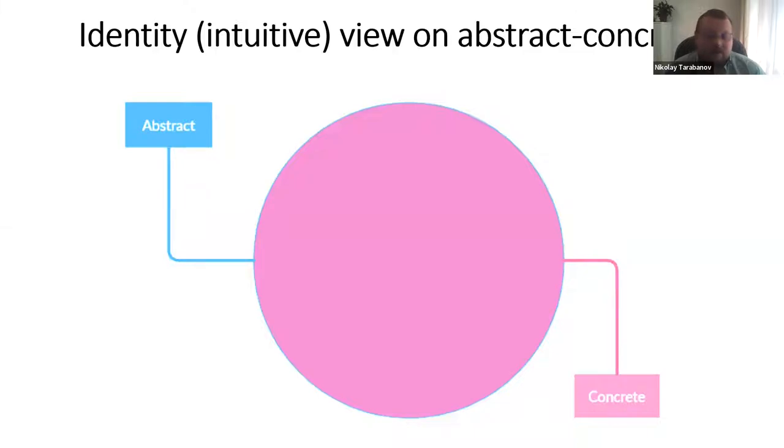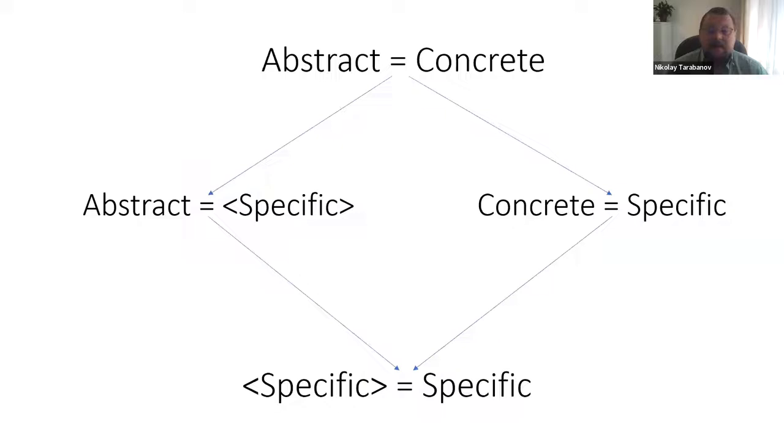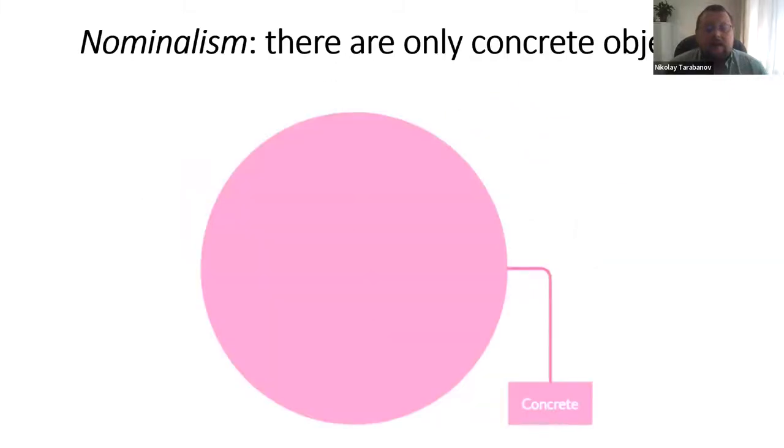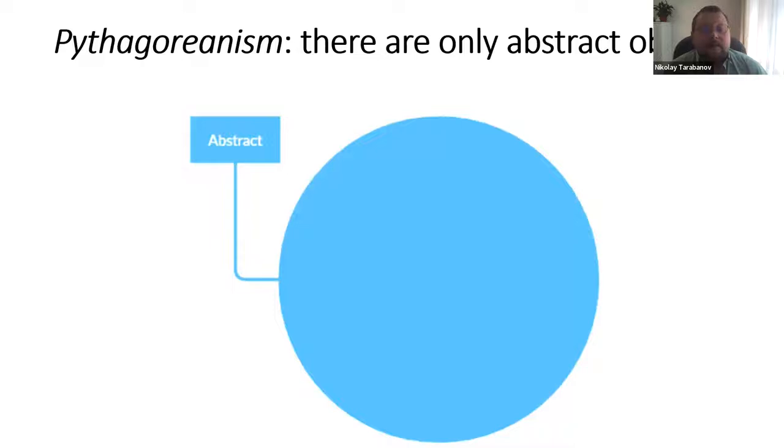But by now we have another more plausible account, nominalism, according to which there are only concrete objects, and opposite to it, Pythagoreanism, according to which there are only abstract objects.